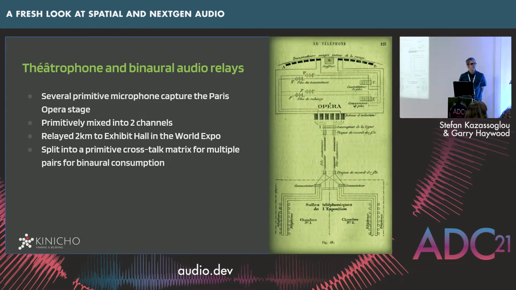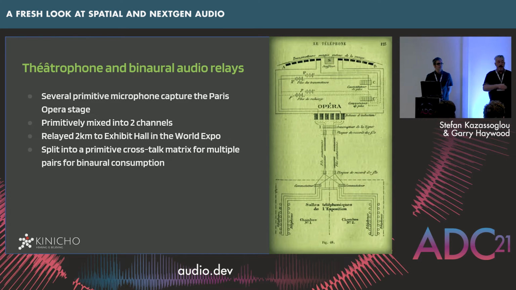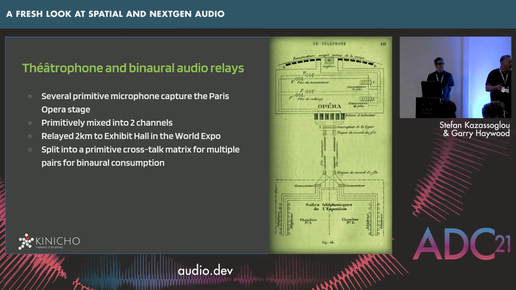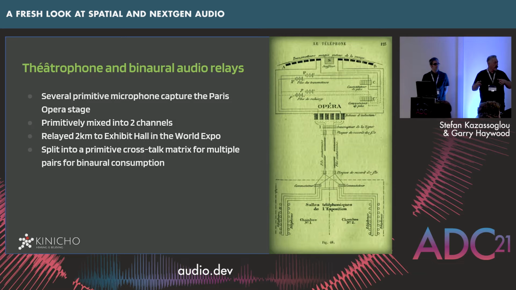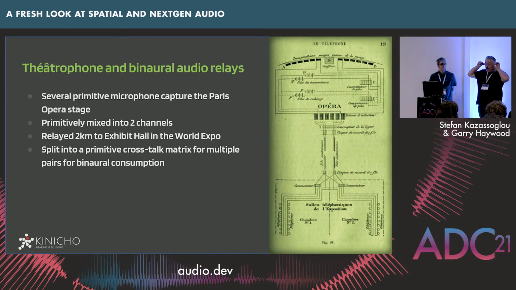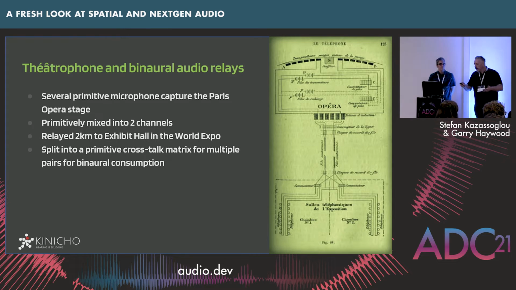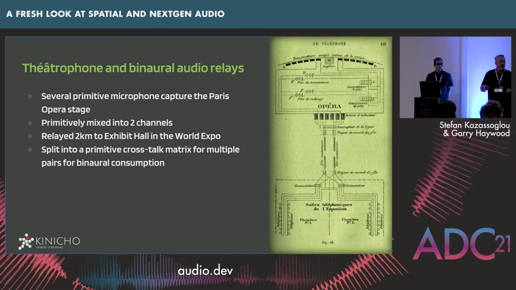I think there were 12 microphones in total, trying to capture the space of the stage. They were put into some primitive mix into 2 channels and then relayed over 2 kilometers to an exhibition hall in the World Expo, where they were put into a primitive crosstalk matrix, so that what people could hear with pairs of really old telephone receivers was a sense of what it sounded like to be in the opera, right? It's an amazing idea that before we'd even done any kind of mono or anything else, binaural was there right from the beginning.